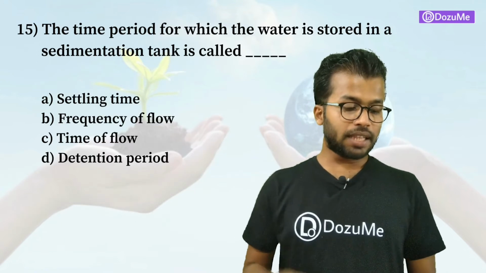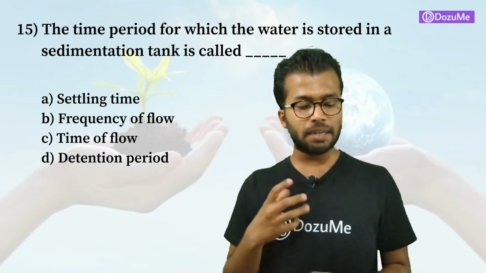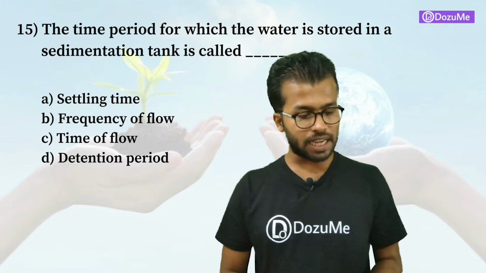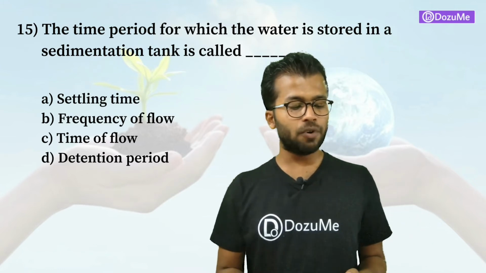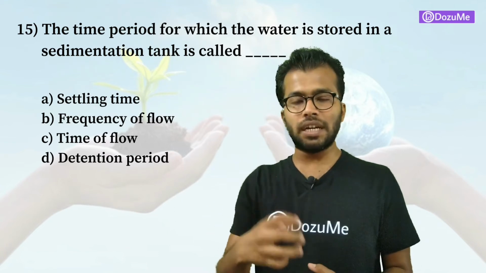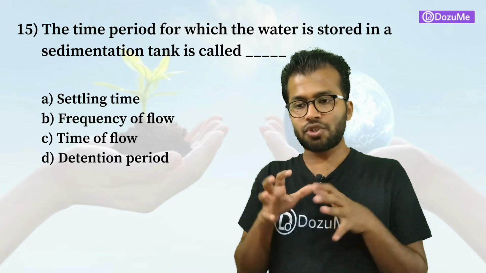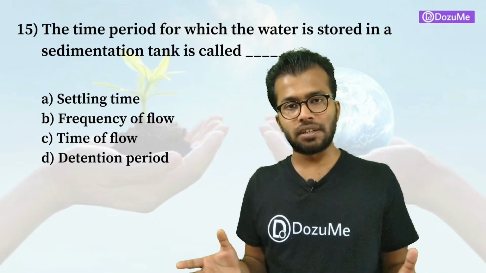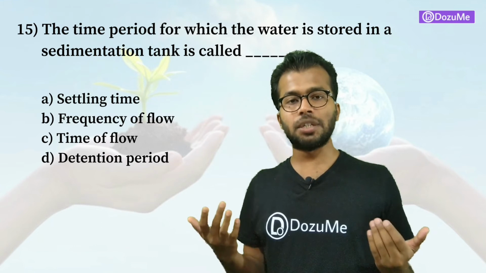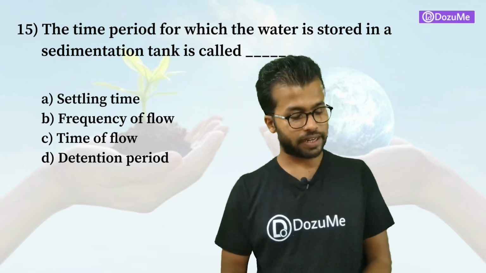Question number 15. The time period for which the water is stored in a sedimentation tank is called setting time, frequency of flow, time of flow or detention period. Generally, for sedimentation purpose, with the help of gravitational pull, we store the water for a certain period, basically known as the detention period of the water. Okay, so option D will be the correct answer.